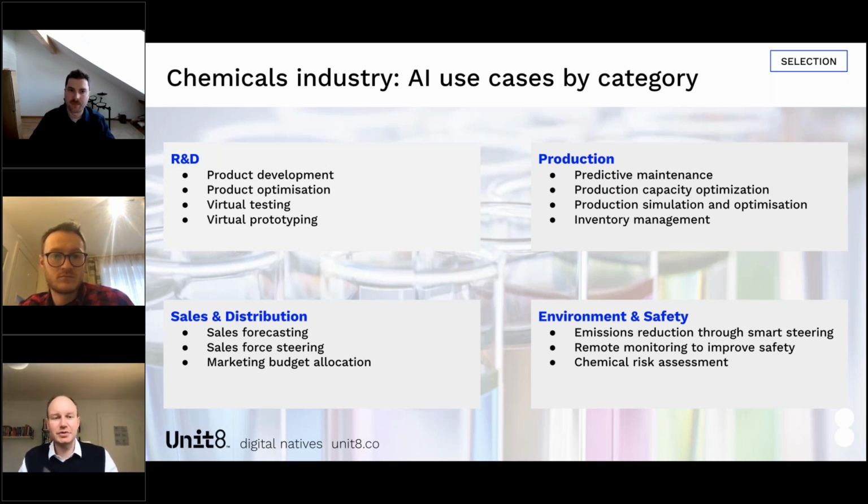Within sales and distribution, there are very large application areas in terms of forecasting. If you can predict how many sales you're going to have on a product level, on a regional level, it helps you to steer your sales force better, and also to manage your inventories better. And then the environment and safety domain is becoming more and more important.